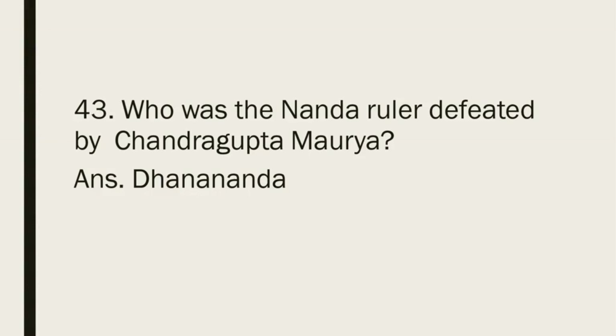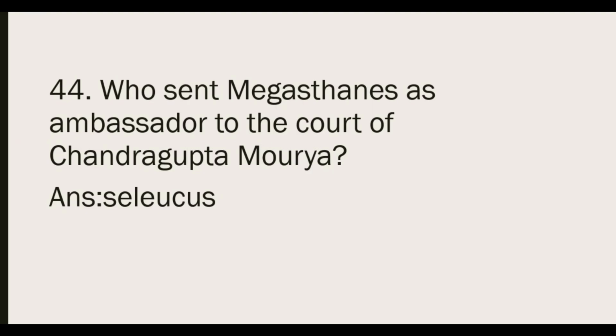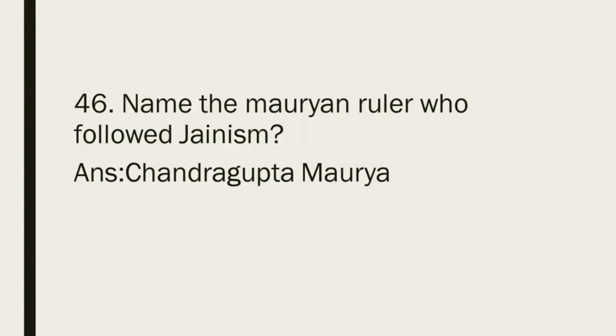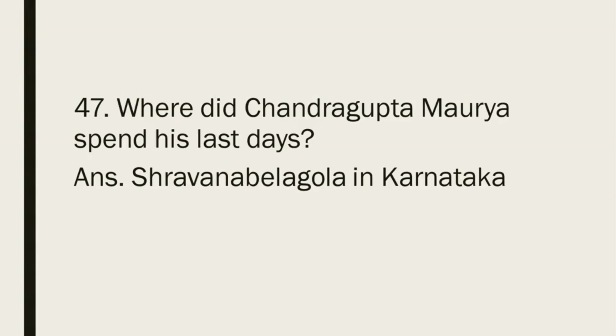Who was the Nanda ruler defeated by Chandragupta Maurya? Dhanananda. Who sent Megasthenes as ambassador to the court of Chandragupta Maurya? Seleucus. Name the Greek ruler defeated by Chandragupta Maurya. Seleucus. Name the Mauryan ruler who followed Jainism. Chandragupta Maurya. Where did Chandragupta Maurya spend his last days? Shravanabelagola in Karnataka.